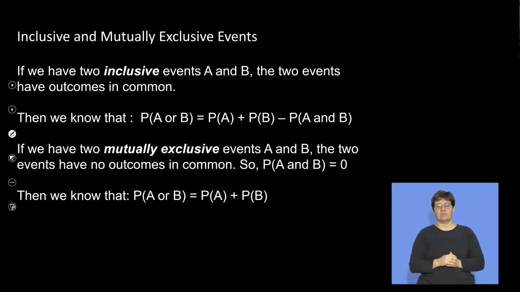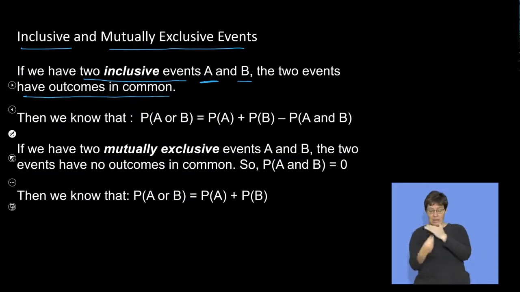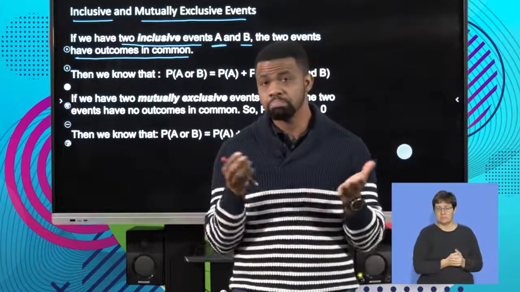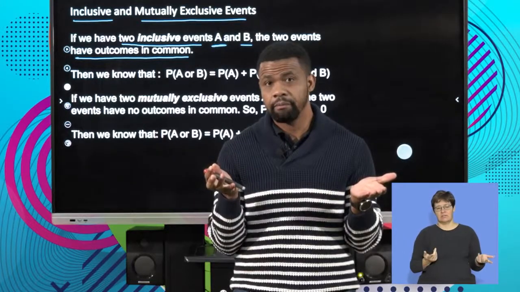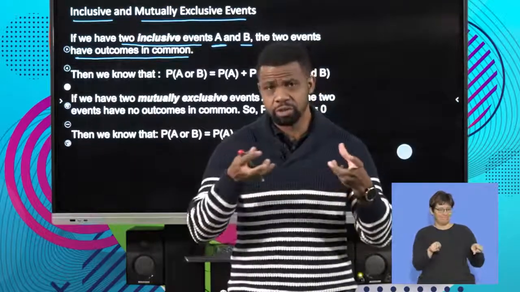So let's look at some of the probability we've done previously. Inclusive and mutually exclusive events: what are those? If we have 2 inclusive events, A and B, and we've defined what an event is, the 2 events have a common outcome. Are we together? There's a common outcome between the two events. If we look at subjects, I could be taking, let's say, maths and science. There's an intersection, a common thing between the two events.